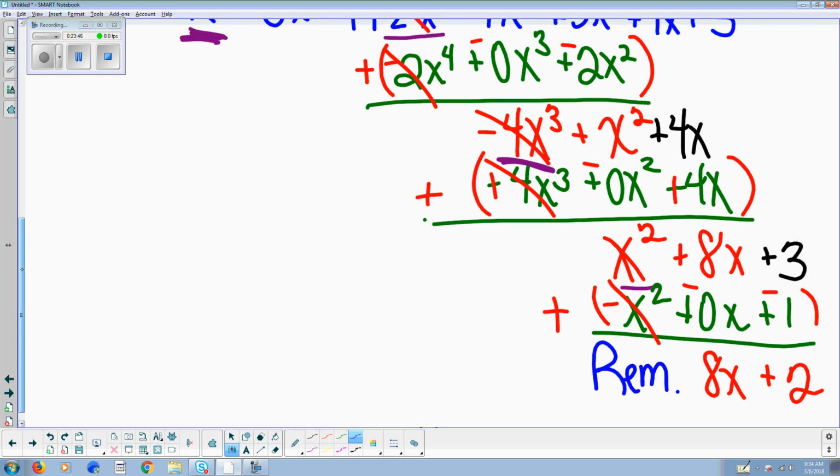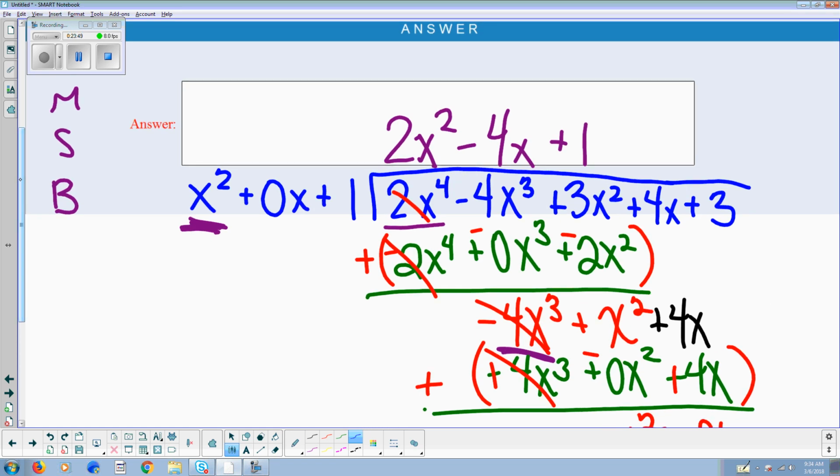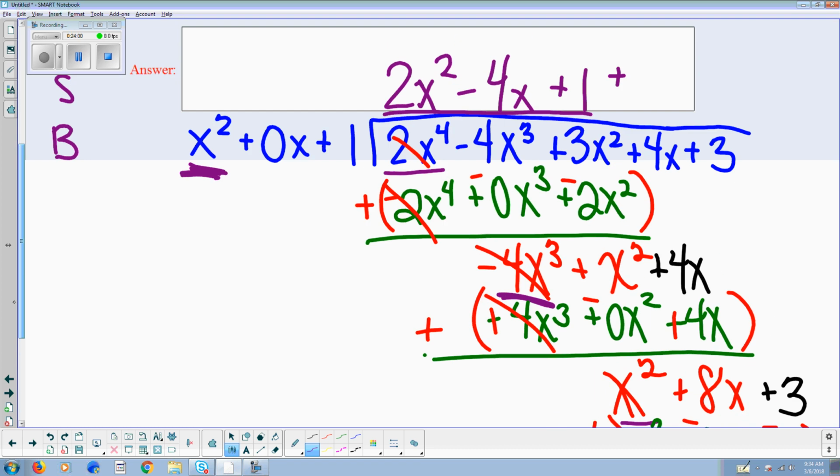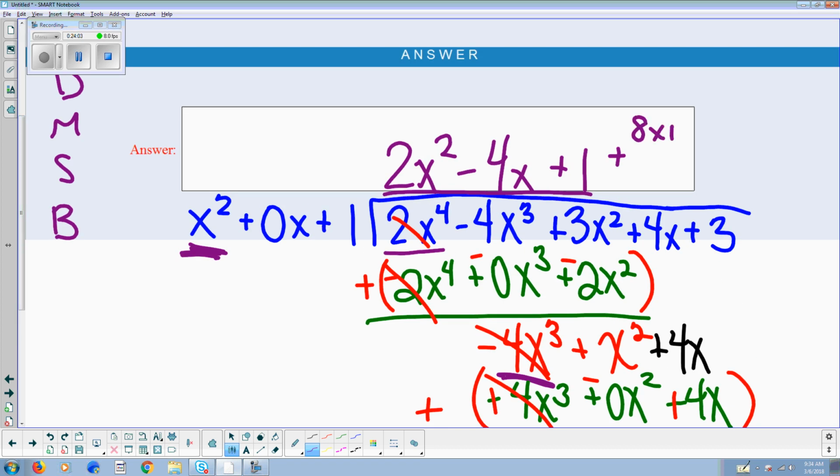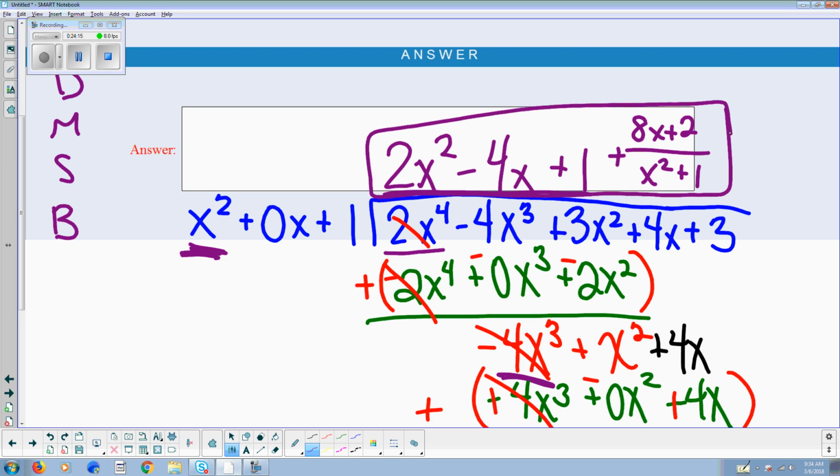So the way that I'm going to write my final answer is, this is my quotient in purple. Here's my quotient. And then I'm going to write plus my remainder, 8x plus 2, over the original divisor, x squared plus 1. This is what we input into the box and hit enter. Breathe. We're 24 minutes in.